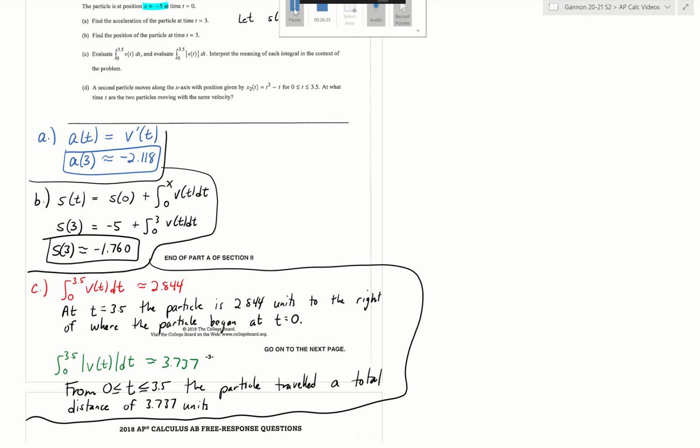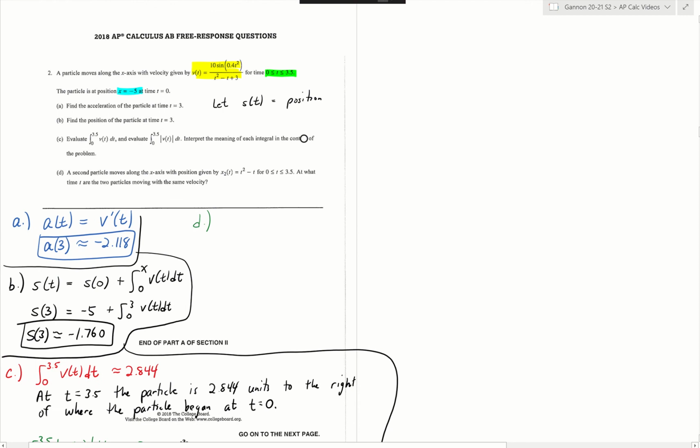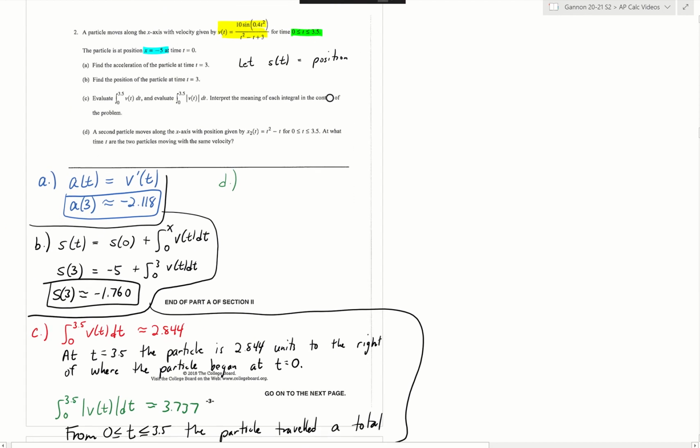Now, for us to answer part D, again, we're looking, when do they have the same velocity? So we are given the velocity of particle 1. That's what the 10 sine 0.4 t squared over t squared minus t plus 3 represents, v of t. You got to recognize that in part D, they're giving us the position function. So the first thing is, let's figure out what the velocity function is. So velocity of the second particle is going to be the derivative of position, so 2t minus 1.